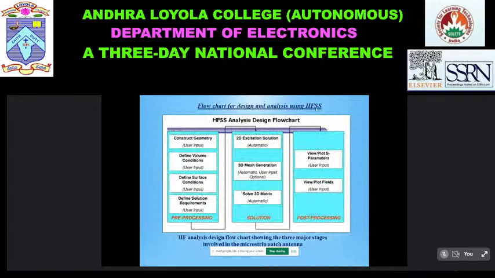This is the flowchart of design and analysis using HFSS software. There are three steps of processing. The first step is pre-processing, nothing but the initialization process. The second one is the solution step. The third one is post-processing, where we can extract the results from HFSS. Using HFSS, we can extract results such as S-parameters, radiation patterns, and electric field distribution. These we can extract from the third step.